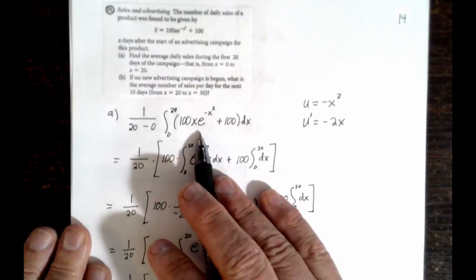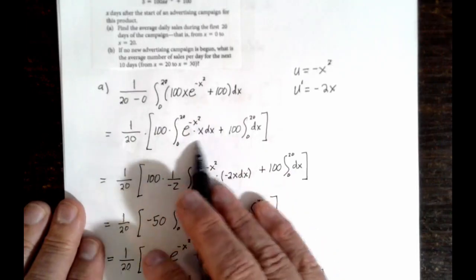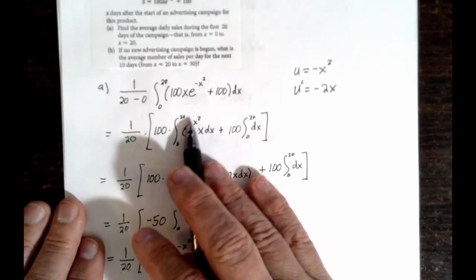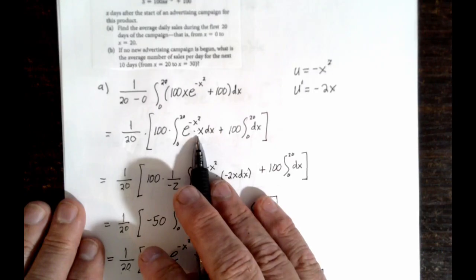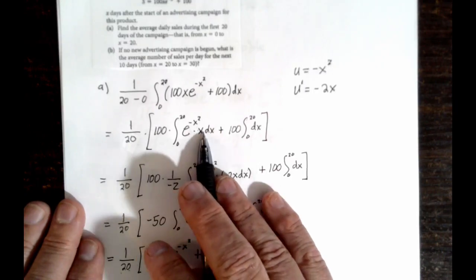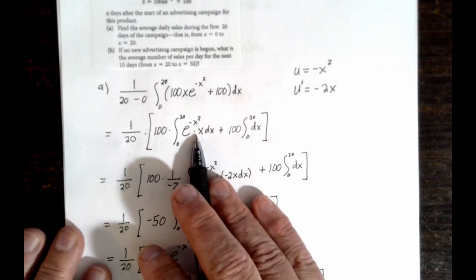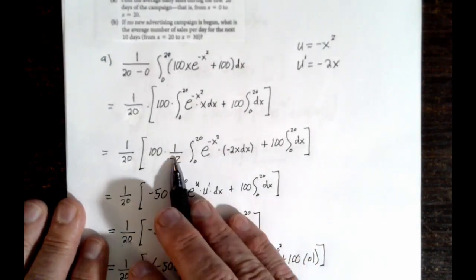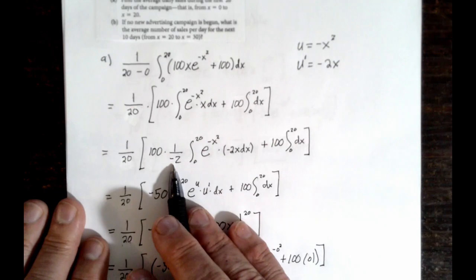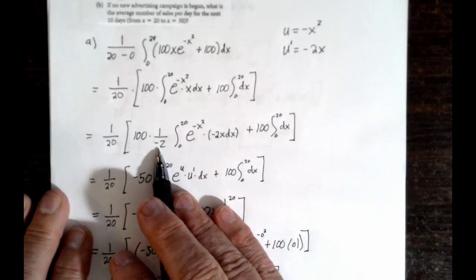And you have to be a little more careful, because when you integrate this, your u is negative x squared, so your du, or u prime, is negative 2x, and you don't have the negative 2 there. So you got to put a negative 2 into that function for it to work. And when you put a negative 2, you got to divide out by that negative 2 as well.